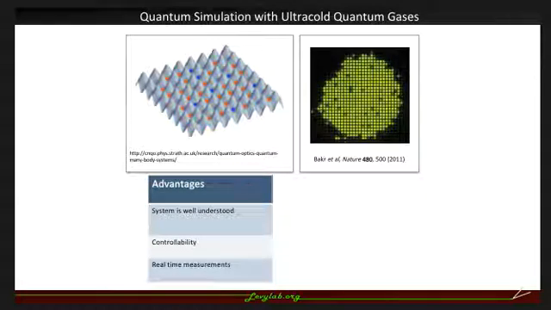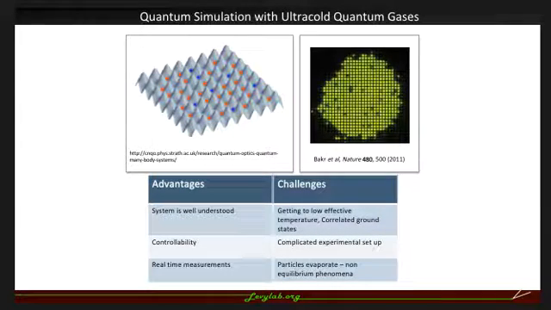So again, they have this system, and the Hamiltonian is extremely well understood. It can be very precisely controlled. It is, however, difficult for them to reach low effective temperatures where correlated ground states occur.